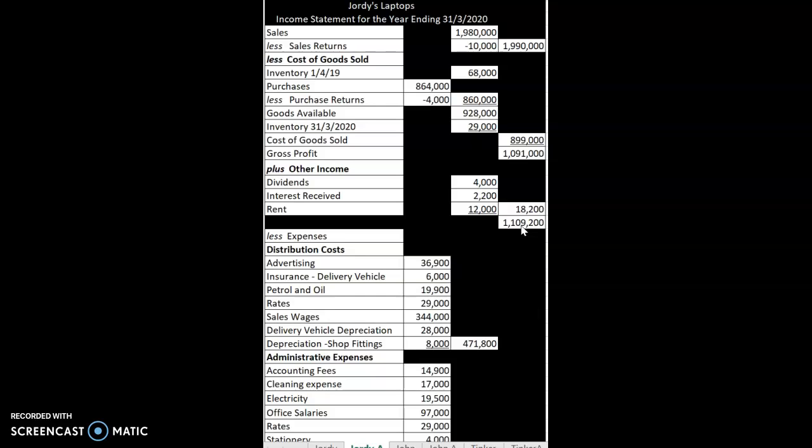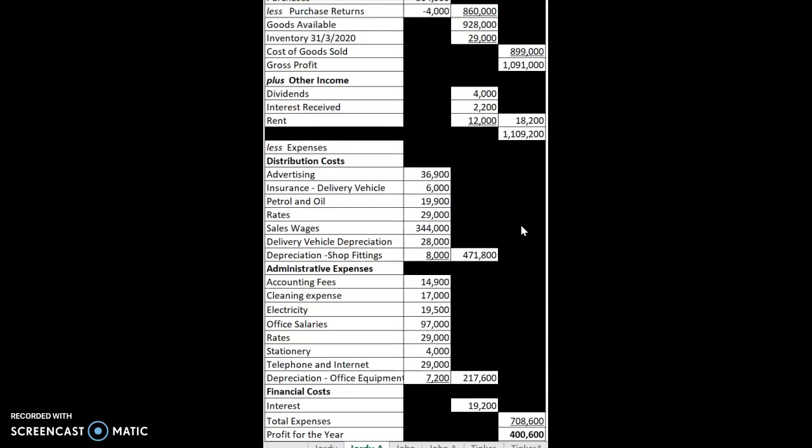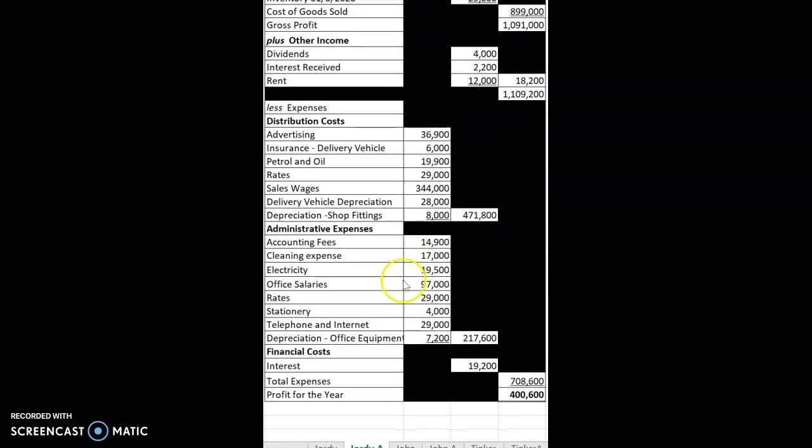And then we're going to subtract our expenses. So distribution costs, we talked about that last time. Administrative and financial costs, with the total going into the last column. And we've got the net income minus our total expenses gives us our profit for the year.